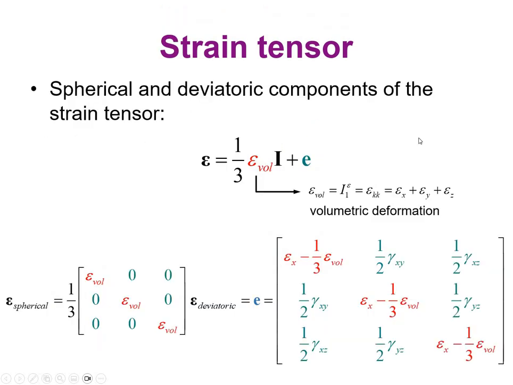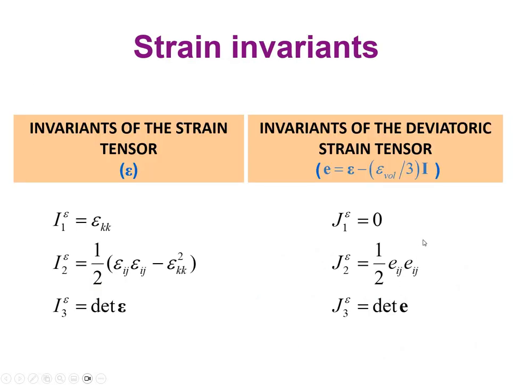The strain tensor can be decomposed as well in a volumetric component, or a spherical component, and a deviatoric component. Here you have on the screen how they look in matrix form, the spherical strain tensor and the deviatoric strain tensor. And because they are tensors, you have invariants for the strain tensor in general, and you have invariants for the deviatoric strain tensor, and it happens the same as in the stress tensor. So for the deviatoric strain tensor, the first invariant is equal to 0.